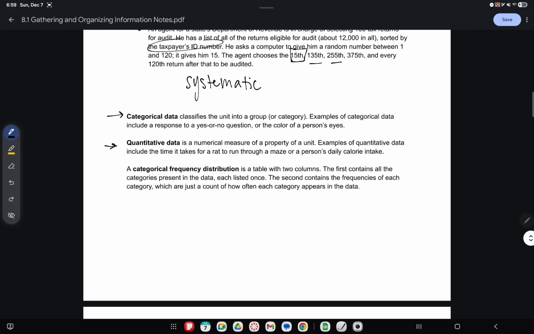Let's see, quantitative, that's that number one. So the shoe size, like I just said, was actually quantitative. Let's see, what else could be? Height, weight, number of rooms in a house, square footage of houses.